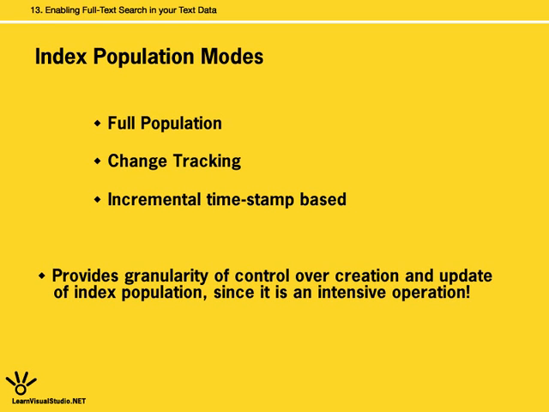The second mode of population is change tracking, and so after the initial population is complete, then SQL Server can track the changes that are made to your data and then propagate those changes to your full text index. Since we have auto turned on in this statement with, as you can see, with change tracking auto, then SQL Server will just handle this for us automatically. And then finally, there's another mode of population that is incremental timestamp based, and this allows you to manually kick off an update to only those rows that have changed since the last population update, as specified in a special date time field that you also have to supply.